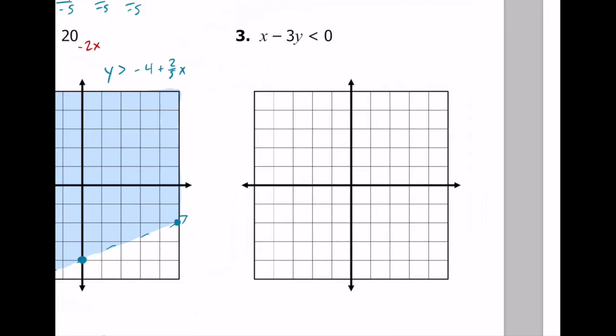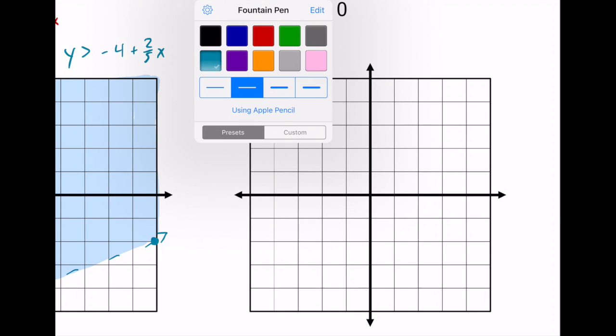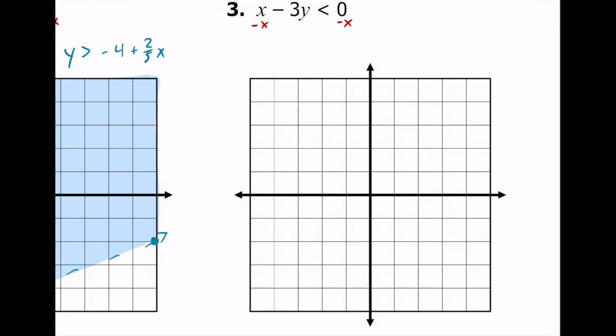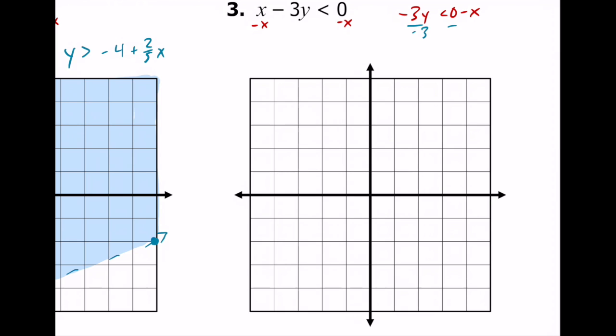Next one, question 3. Once again, we're going to need to turn this into slope-intercept form. So we can subtract the x from both sides, then we have negative 3y is less than negative x, or you can think of this as 0 minus x if you prefer. We're going to divide by that negative 3, and because we're dividing by a negative, our inequality will face the opposite direction. 0 divided by negative 3, that's still 0. And negative 1 divided by negative 3, that's going to be a positive 1/3 x.